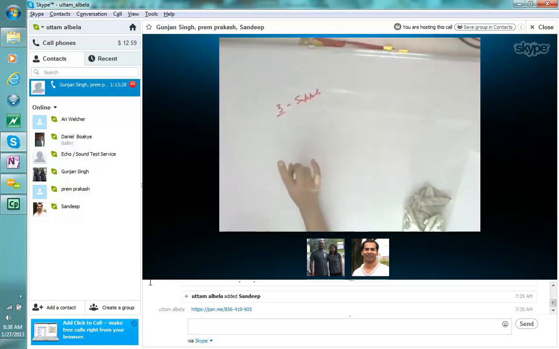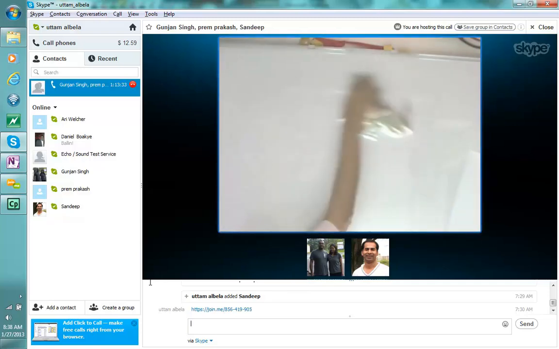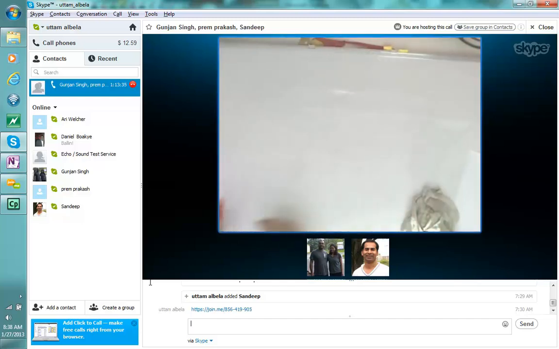Now, there is another concept which I wanted to clarify. There is something called a subsidiary ledger and there is something called a supplier ledger.